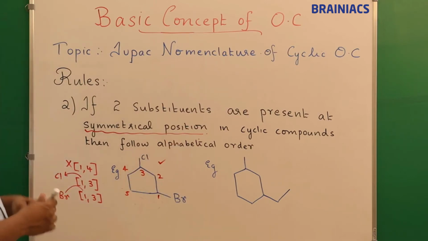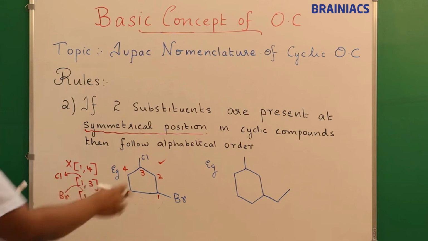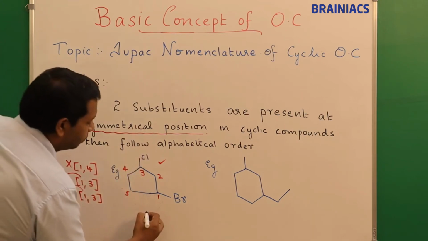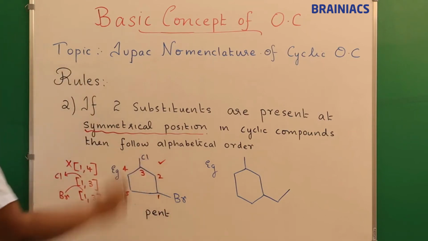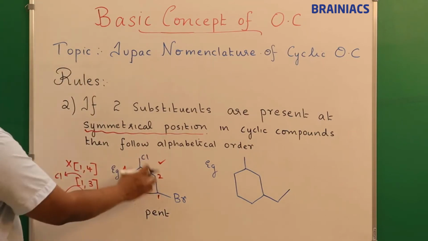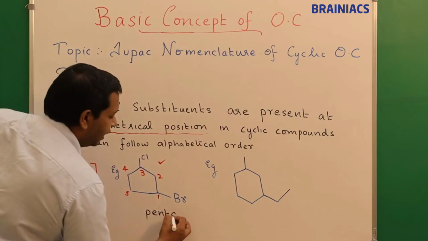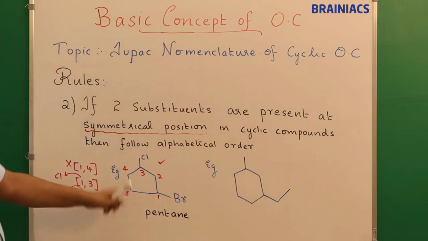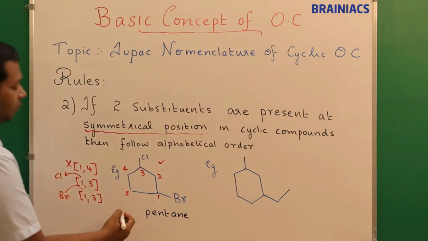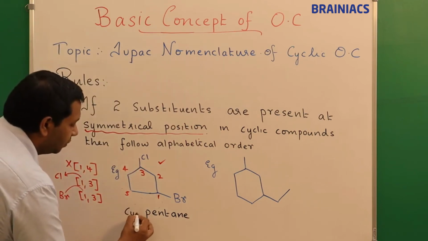Now how will you name the compound? I know that word root is pent, since 5 membered ring, and I know that all of these are linked through single bond, so it should be ane. That is also correct. Now I know that this is a cyclic compound, so there will be 1 degree prefix, so cyclo will be there.